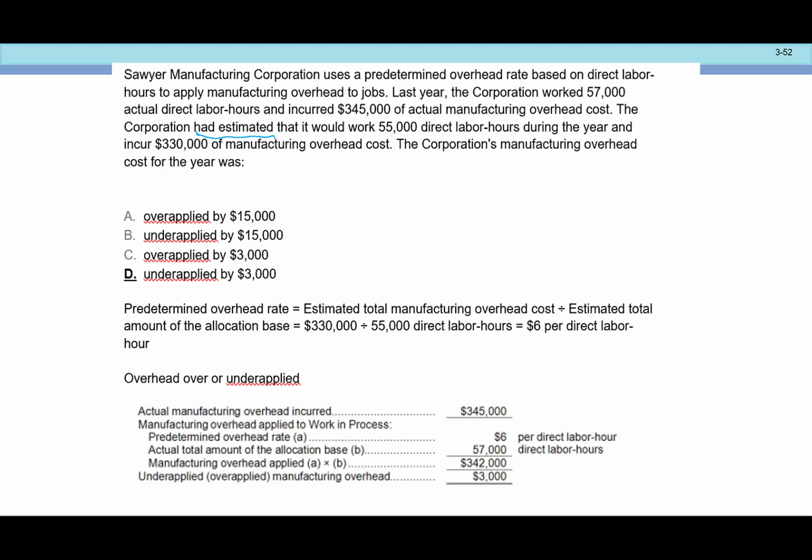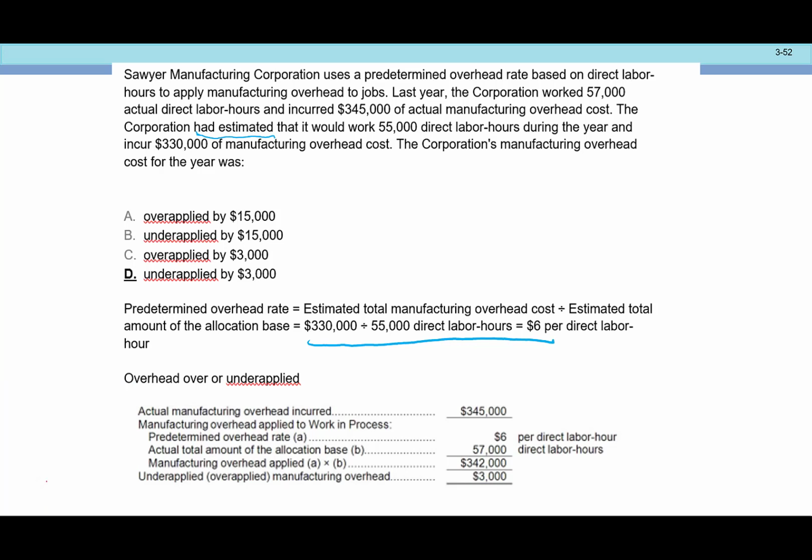So my first job is to take the 330,000 right here. I'm not going to rewrite it. It's right there. 330,000, divided by the estimated direct labor hours. That gives me a predetermined overhead rate of $6, right? Okay. Now, a common, I'm going to turn to red on this.